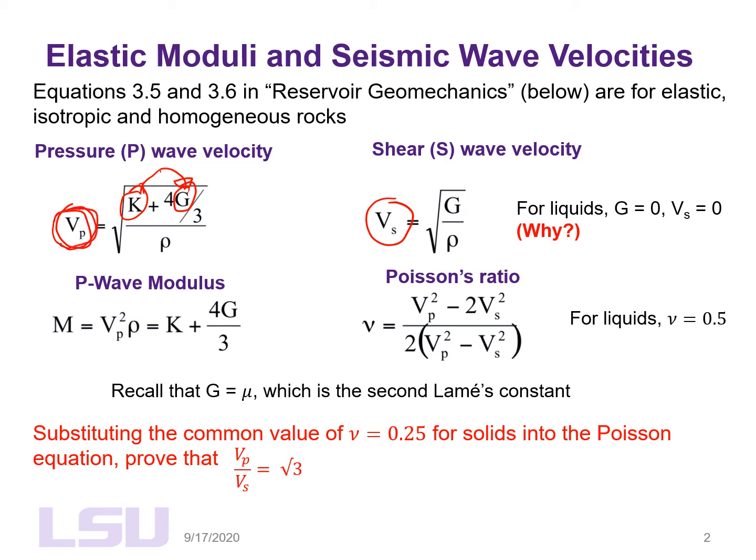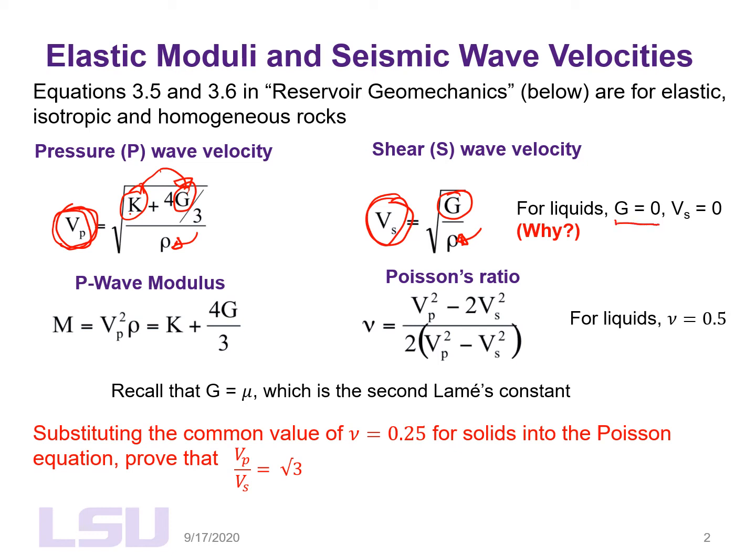So you have two equations in two unknowns. The two unknowns are K and G, bulk modulus and shear modulus. Bulk density, we assume it's known. We can get that from well logs, and that's pretty much an input. So two equations, two unknowns, the equation is completely defined. And then you can calculate K and G as a function of Vp and Vs.